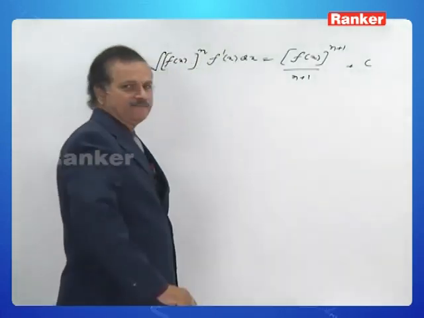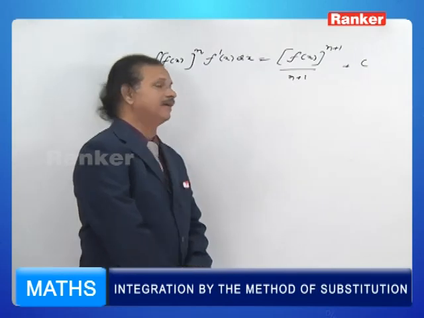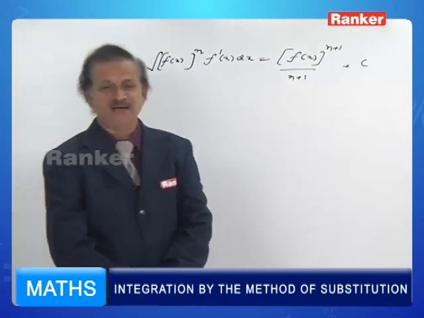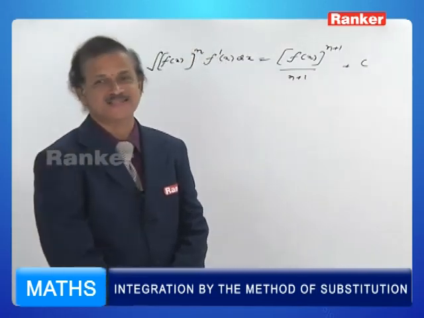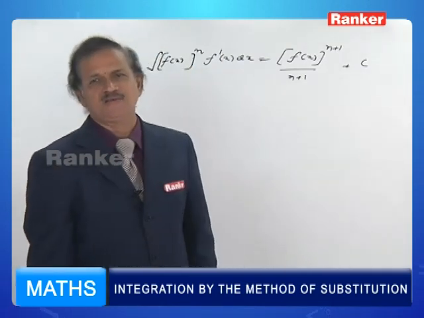Integral of [f(x)]^n times f'(x) dx is equal to [f(x)]^(n+1)/(n+1) + c. Imagine its proof and validity. How simple it is, we can enjoy it, of course. How can it be proved?